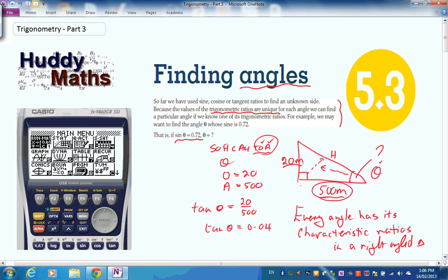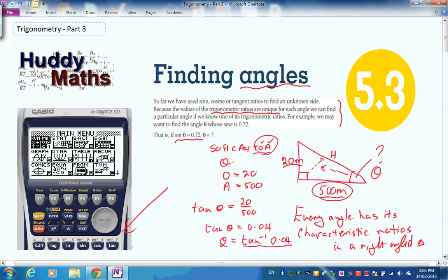So we have the characteristic unique ratio of 0.04. Can we backtrack and find what theta is? So backtracking is given the symbol tan -1. We read this as the inverse tan. So we want the angle whose tangent is 0.04. Going backwards there. Let's go to the calculator over here, and here we are.